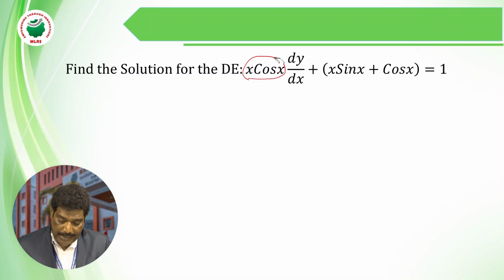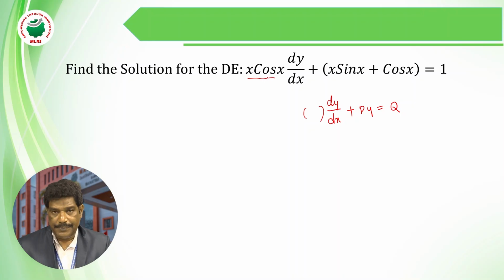Compared to the standard form of linear differential equation, dy by dx plus p into y equals q, there is no multiplier. So here we need to eliminate this. And a small mistake here: it will be y. So first of all, we need to eliminate this.